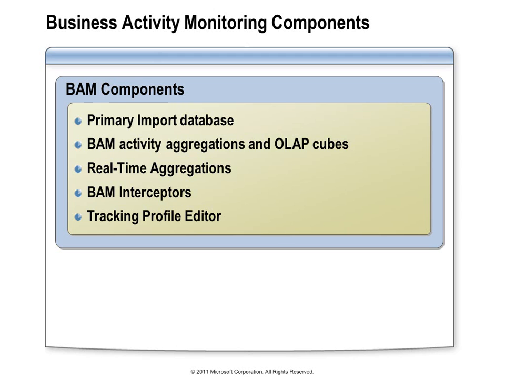Now the components that actually collect the data that is written to the BAM databases are known as BAM interceptors. You could think of a BAM interceptor as a wiretap. There are pre-built BAM interceptors that know how to collect data from pipelines and orchestrations. And you can use a tool called the Tracking Profile Editor to configure those interceptors to collect specific data values at specific points in the business process.